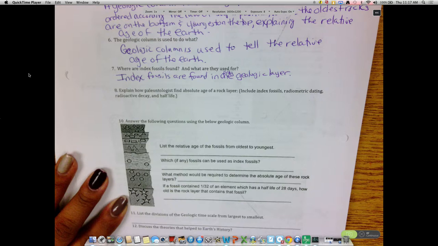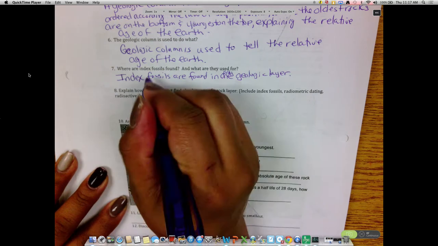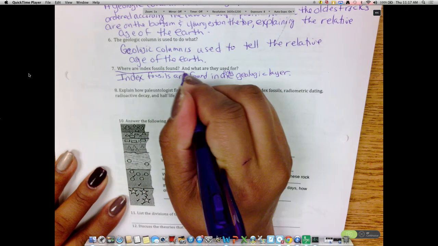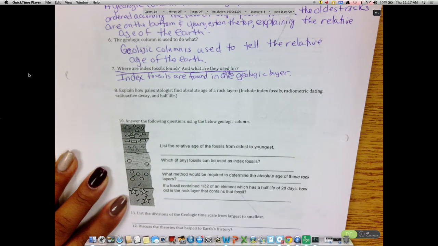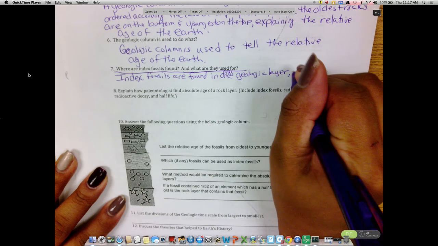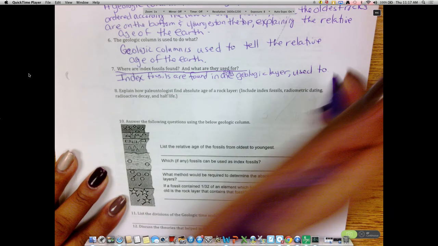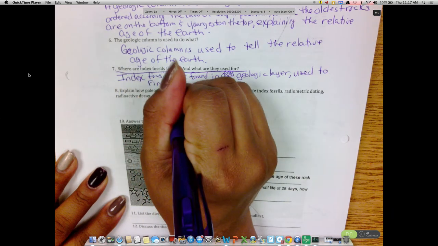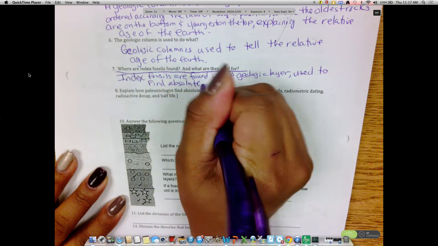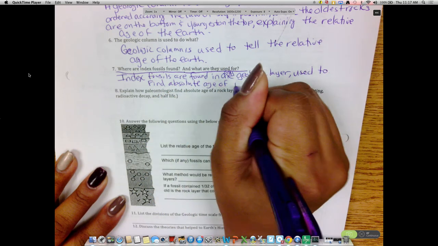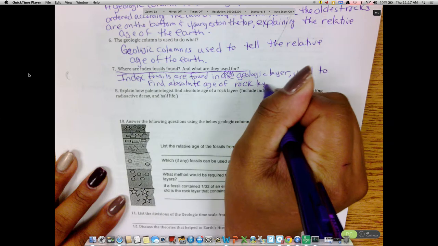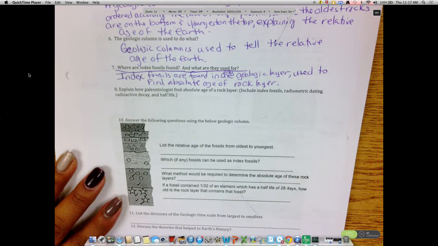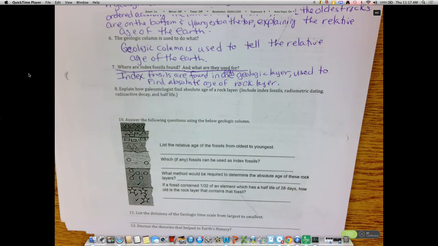Are we done with that question? No. So we did this one. Now we need to do this one. And what are they used for? Ray? Used to find the absolute age of rock layers. Yep, used to find absolute age of rock layer. Any questions on that? Are we good?